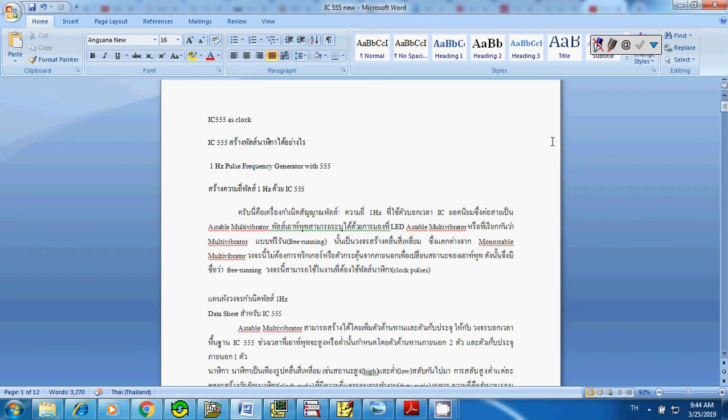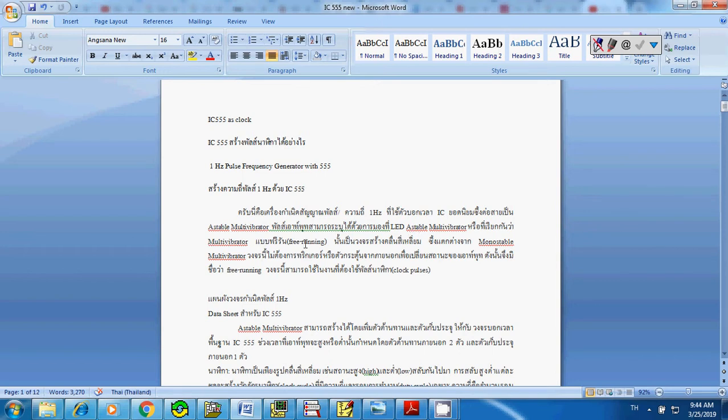Okay, the IC555 is a pulse generator. You can create a frequency of 1 Hz, and this popular IC555 timer can be connected as an astable multivibrator and also a monostable multivibrator. For an astable multivibrator, the output pulse can be visualized at the LED.